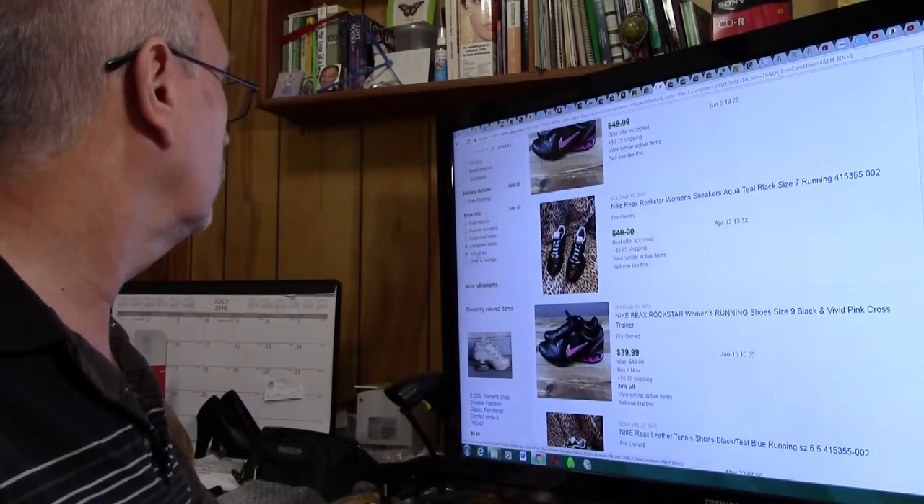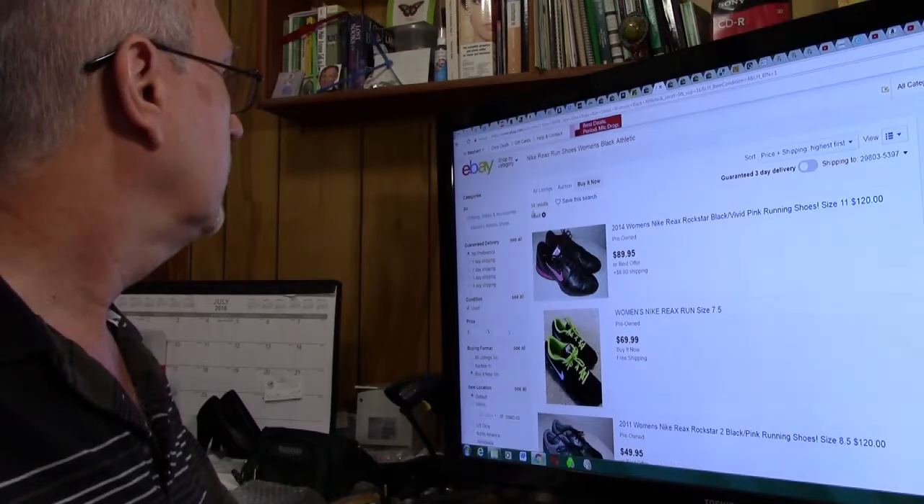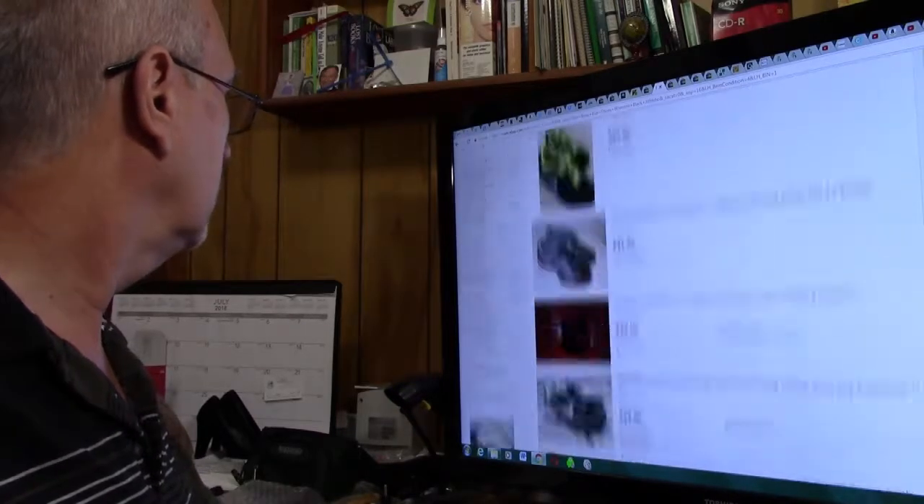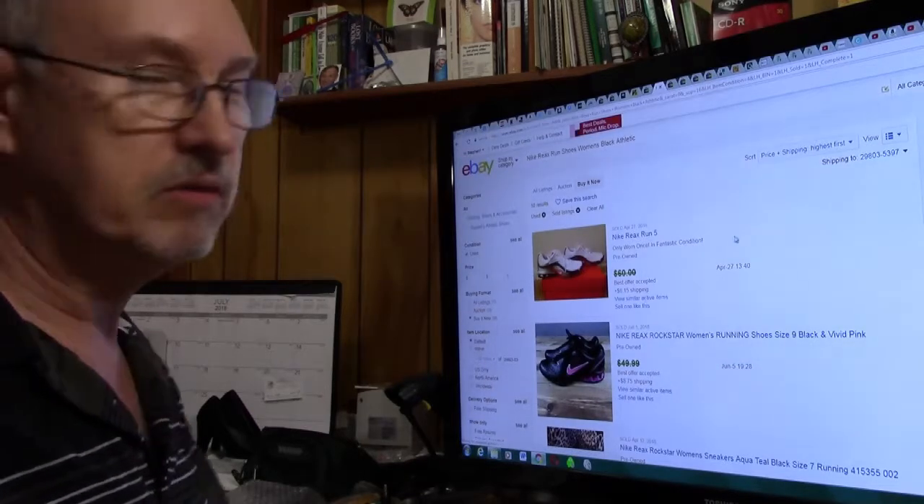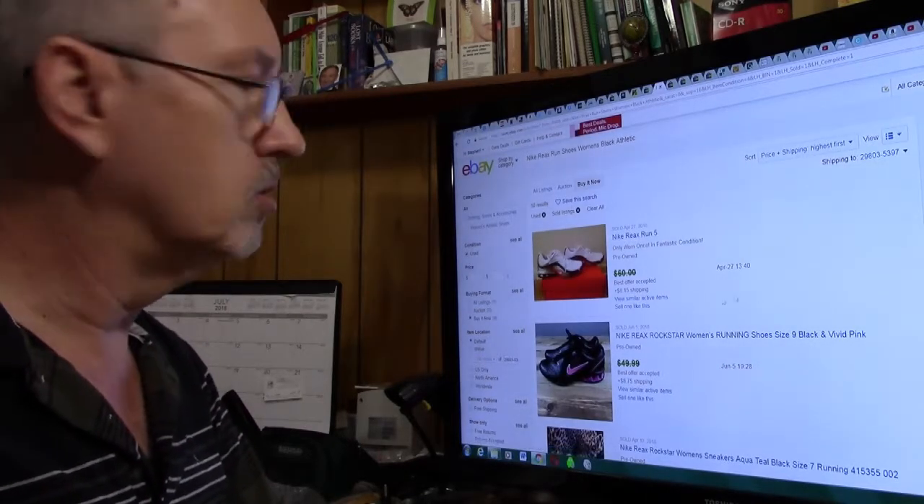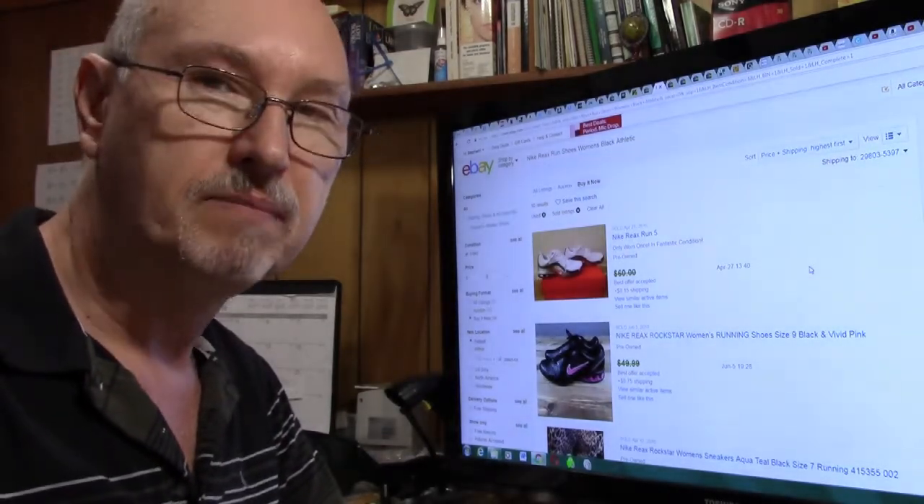So let's find out what the offerings are. 58. It is 58 offerings, and once again, 50 results on sold auctions. So they're approximately equal, roughly.